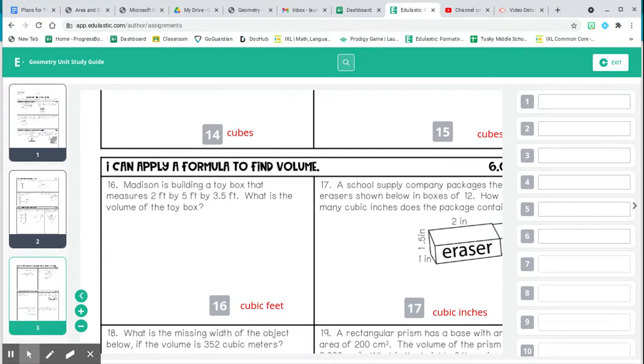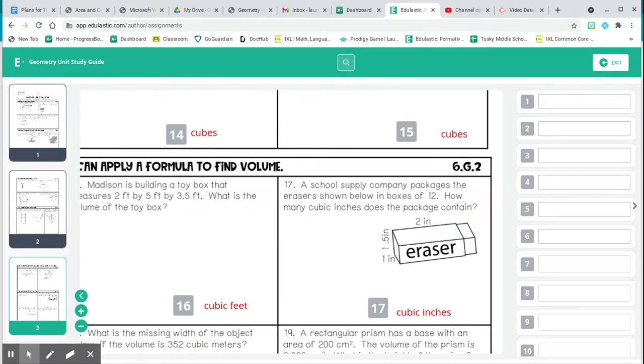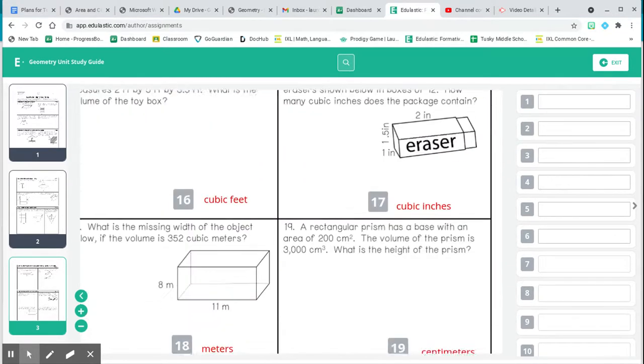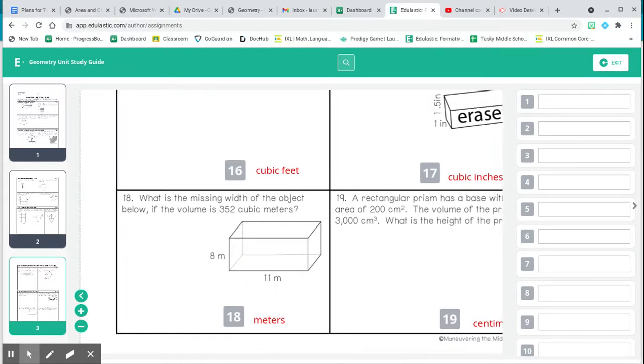So you're finding volume on 16. You're finding volume on 17. Okay, so you've got to kind of work backwards here on number 18. They give you the volume and you're working to find one of the other side lengths. So think what you need to do there.